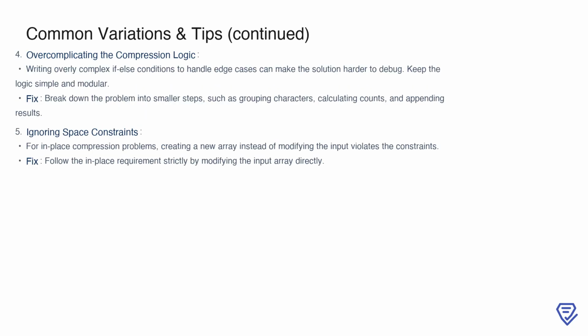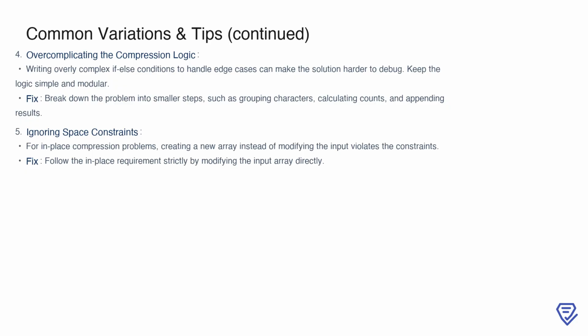Another frequent mistake is overcomplicating the compression logic. When the conditions to handle various edge cases become overly complex, debugging becomes a challenge. A better approach is to break the problem into smaller steps, such as grouping characters, calculating their counts, and appending the results. Keeping the logic modular makes it easier to manage and debug.